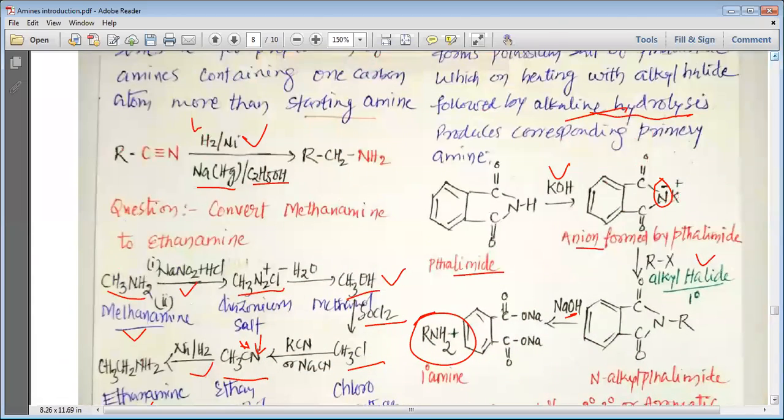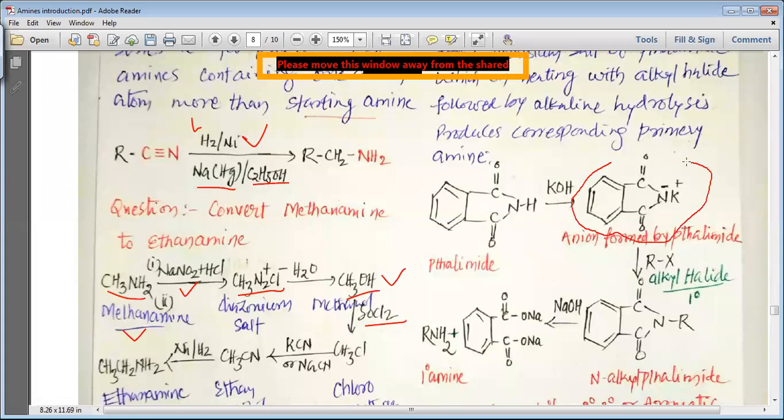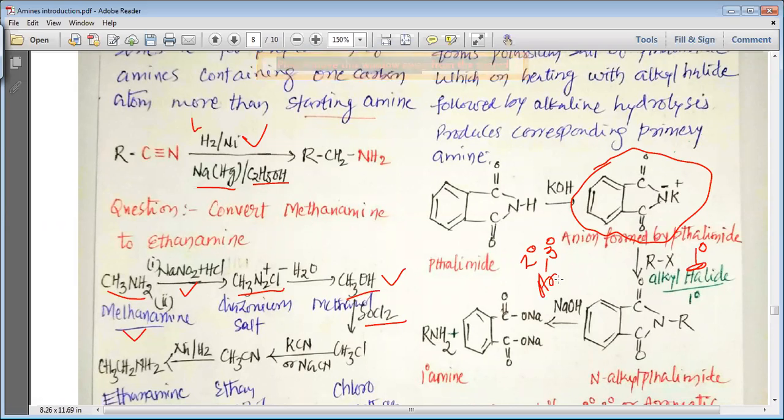Here you can see that in Gabriel phthalimide synthesis, the phthalimide reacts with ethanolic KOH to form the anion, that is, the anion formed by the phthalimide. This anion, my dear students, reacts with only primary alkyl halide. It does not react with secondary alkyl halide. It does not react with tertiary alkyl halide, or with aromatic halide.